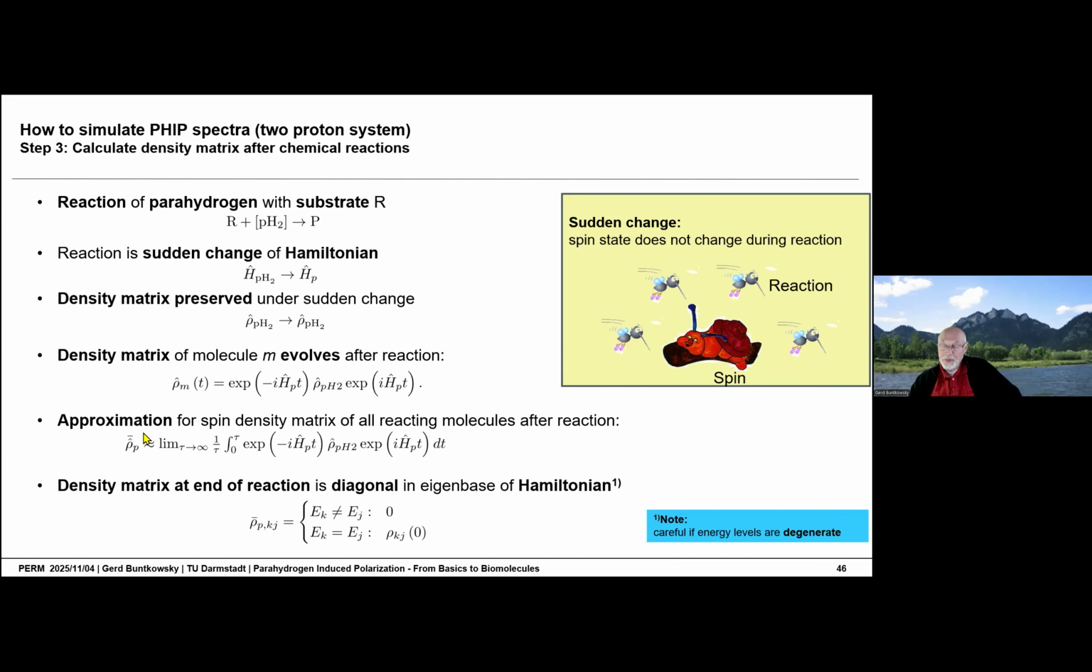And the nice thing with this average is that it's relatively easy to find. If we just say that the time is long enough, then what we find is that only the diagonal elements of the density matrix are populated in the eigenbasis of this Hamiltonian, and the off-diagonal elements just disappear. So you can just use this tool. You have to be careful if degenerate levels are present in larger spin systems, then things get a bit more complicated.